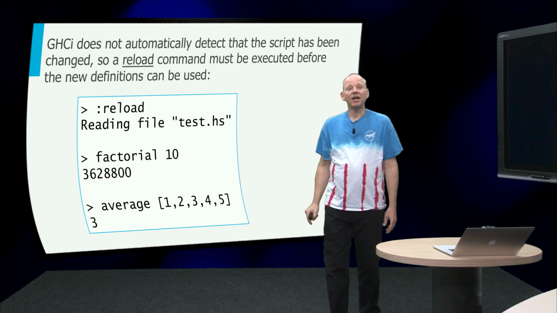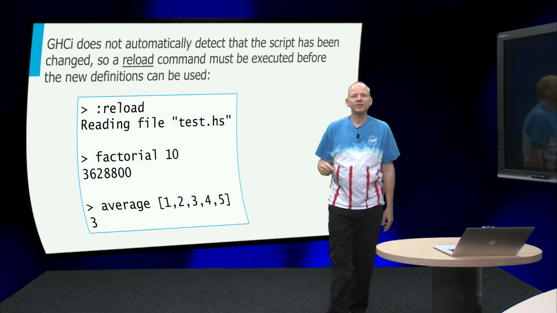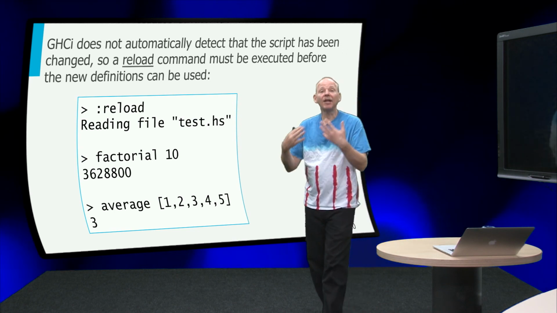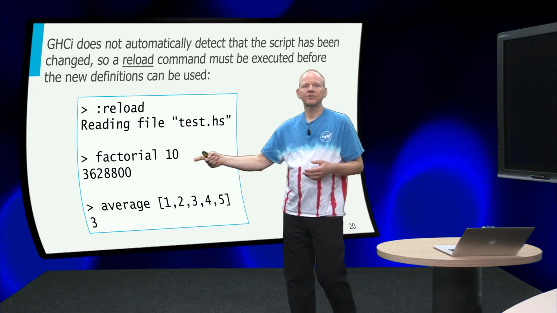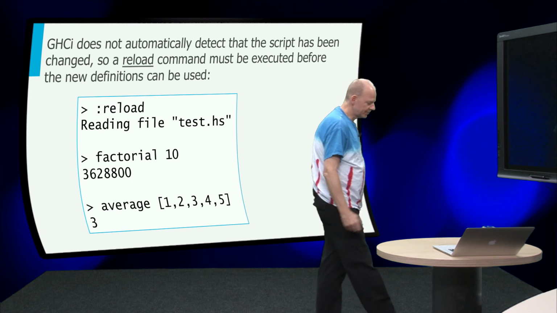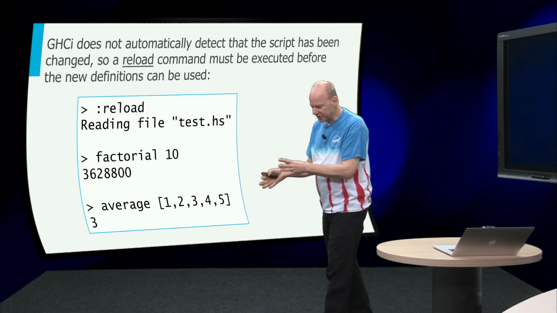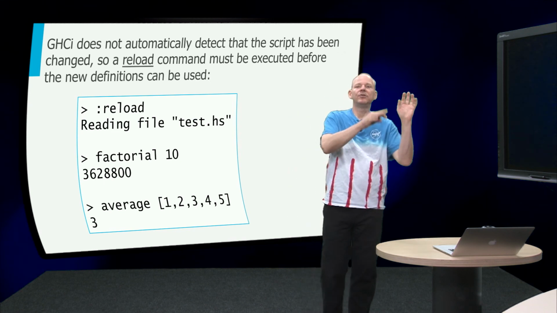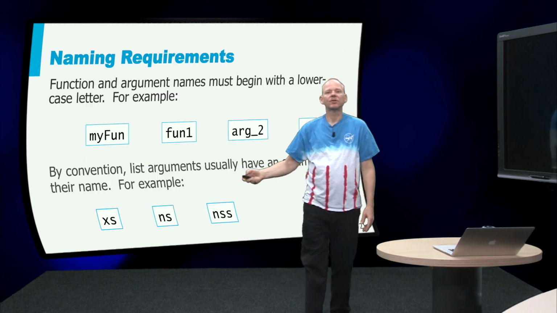Then in GHCi, we call reload, and it will read the file test.hs and add all the new bindings that we just defined. So that was for factorial, so we can now call factorial, and then we can call average as well. And here you see the workflow. So you have your GHCi open, your editor, you edit, you call reload, and then you can try your code out.